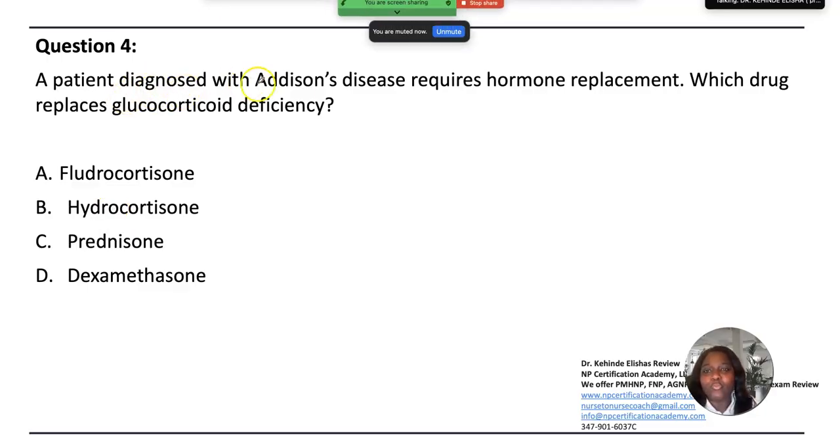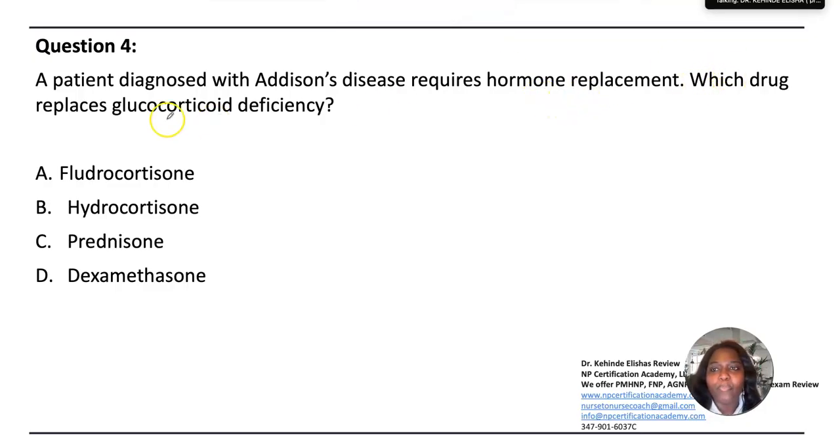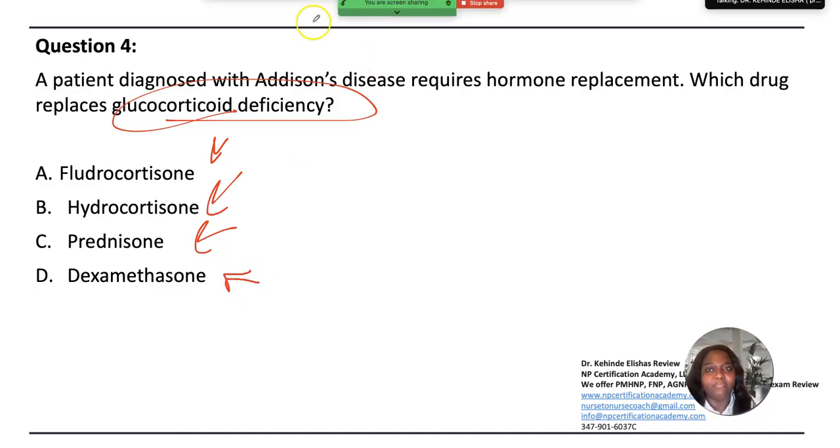A patient diagnosed with Addison's disease requires hormone replacement. Which drug replaces glucocorticoid deficiency? Will you remember this? A, fludrocortisone, B, hydrocortisone, C, prednisone, D, dexamethasone. Do you now see the reason behind the foundation that we did? Drop your answers in the chat.